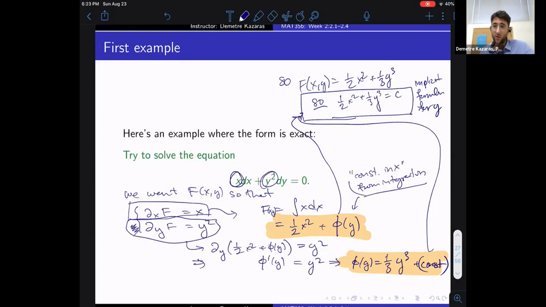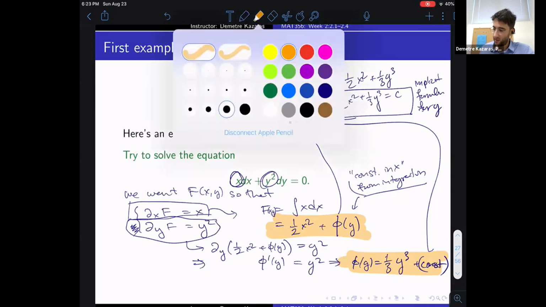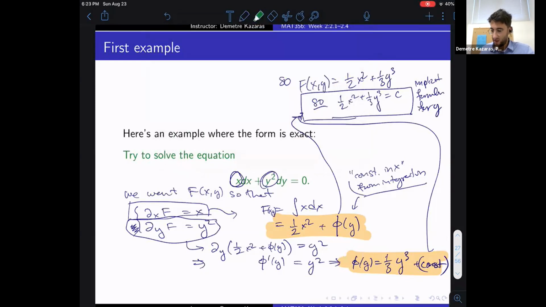Okay, so that is how that process of trying to figure out this perspective of solving this differential equation works. We just wrote down what it is that we want. Well, we want the x derivative of this unknown function f, capital F, to be p, in this case x. We want the y derivative to be q, in this case y squared. And then we just followed our nose.